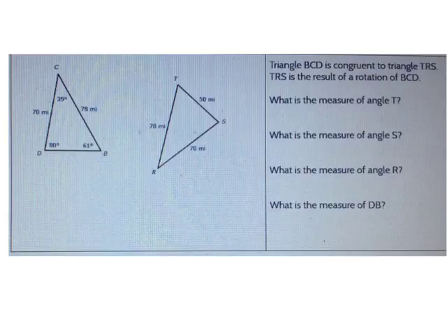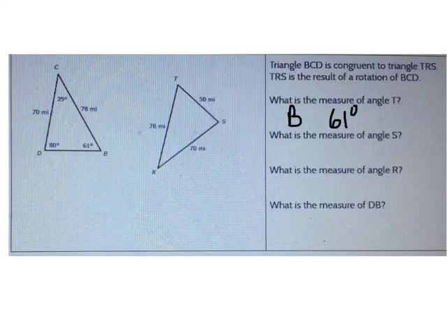Triangle BCD is congruent to triangle TRS. TRS is the result of a rotation of BCD. What is the angle measure for angle T? Well, which angle does T correspond to? T corresponds to angle B. So what's the measure of angle T? It's 61 degrees.